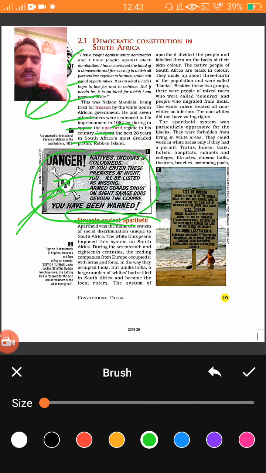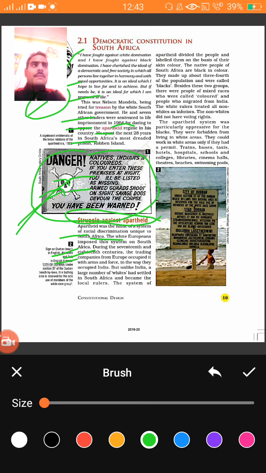Now, the struggle against apartheid. Nelson Mandela was a great personality. He struggled against apartheid. Now how did he struggle? Apartheid was the name of a system of racial discrimination. Racial discrimination means when you decide who is black, who is white, who is colored. This type of thinking is known as racial discrimination. Unique to South Africa, the white Europeans imposed the system of apartheid on South Africa. During the 17th and 18th century, the trading companies from Europe occupied it with arms and forces.